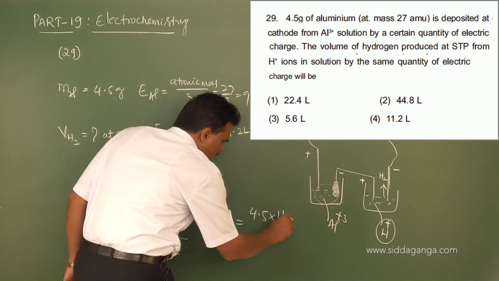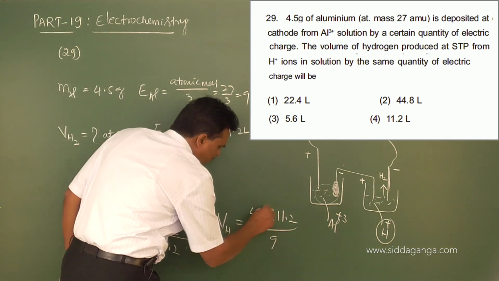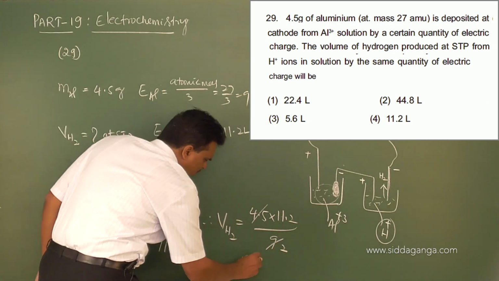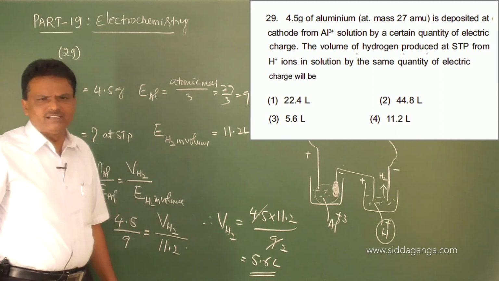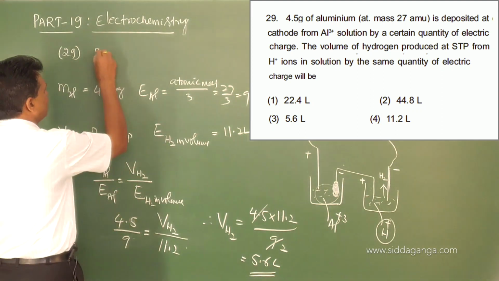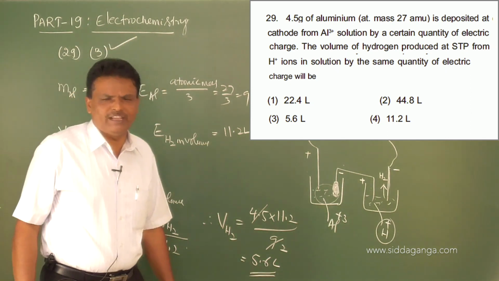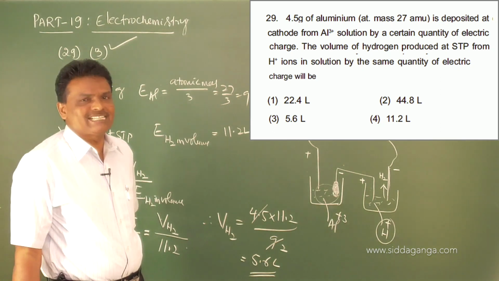4.5 into 11.2 divided by 9. So 11.2 by 2 is equal to 5.6 liter. 5.6 liter, that is your answer. Option 3 is the right option for question number 29. Is it clear? This is according to Faraday's second law.